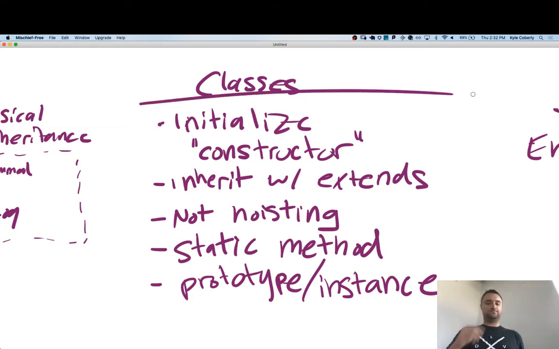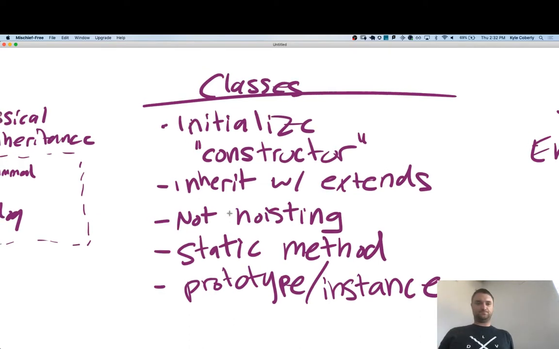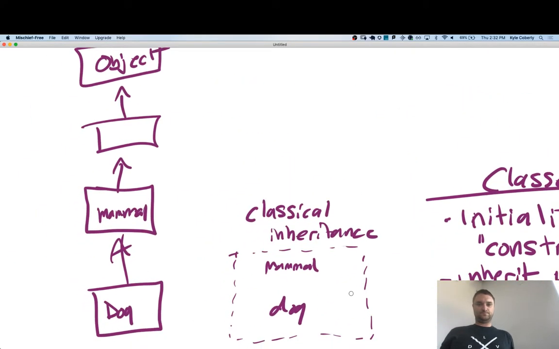Question? Yeah. You said each relationship is isolated, it's like a blockchain? Kind of, yeah. So it's like dog only knows about mammal, and mammal only knows about dog. Correct. Exactly. Anything else you learned about classes?